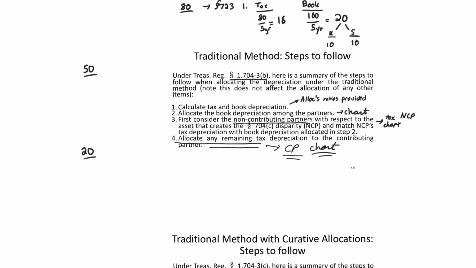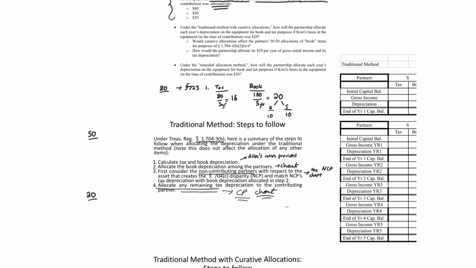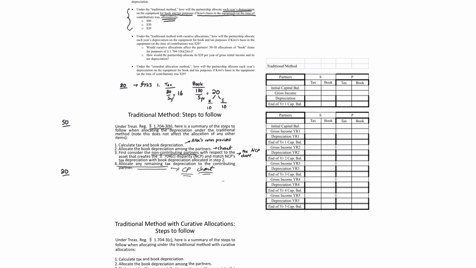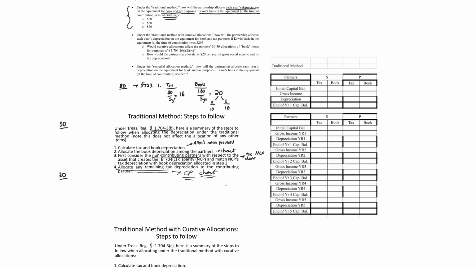Okay. So we just did step 1 for the 80. Let's do step 2 now. We allocate the book depreciation among the partners. So let's go to our chart. All right, I'm going to paste the chart, and let's go ahead and analyze this using our steps. Okay, so step 1 we just did, right? We calculated the amounts of tax and book depreciation, and we also had to break up the book based on the owners, Kiwi and Strawberry, using their respective ratios. So now, step 2 is to allocate the book depreciation among the partners.